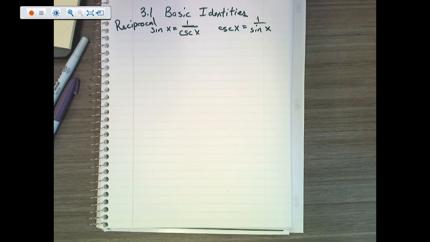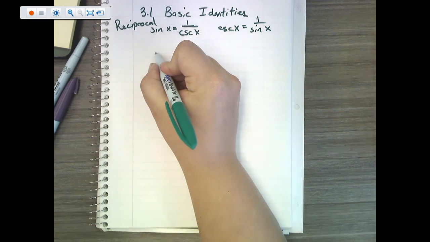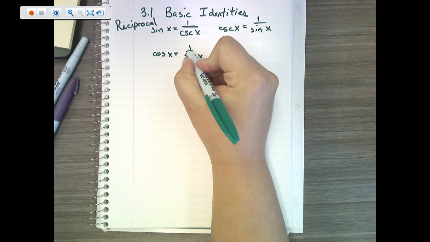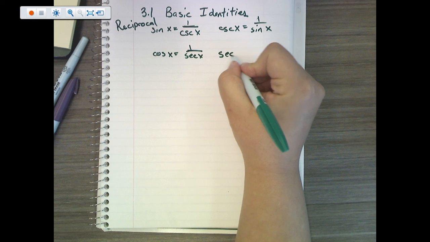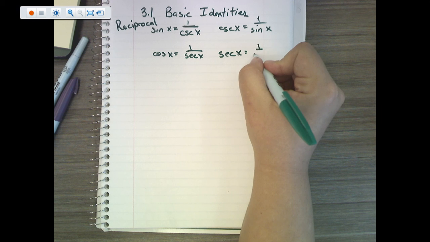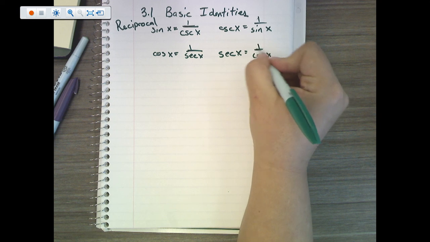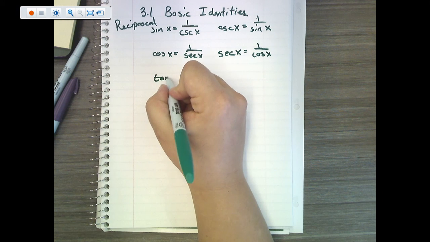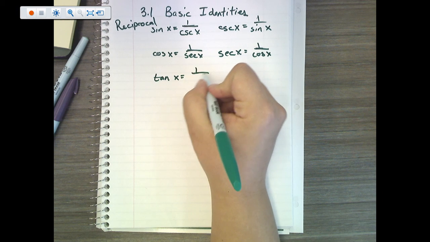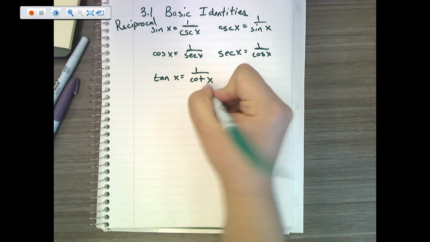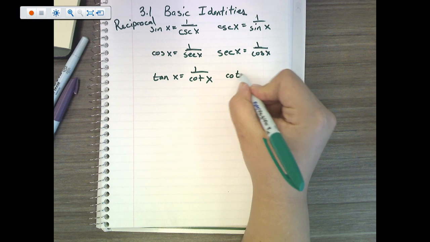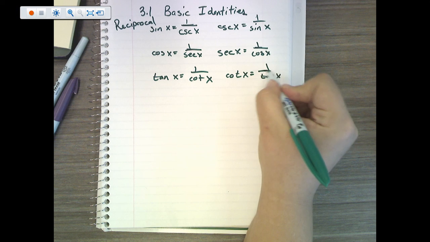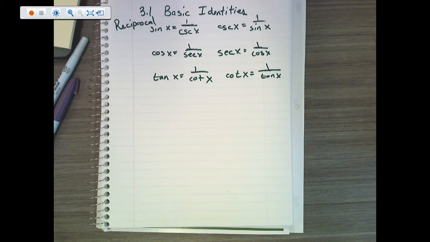So next one, cosine and secant. So I'd have cosine of x is 1 over secant x, and secant of x is 1 over cosine x. Okay, tangent and cotangent go together. Tangent of x is equal to 1 over cotangent x. Cotangent x is equal to 1 over tangent x.